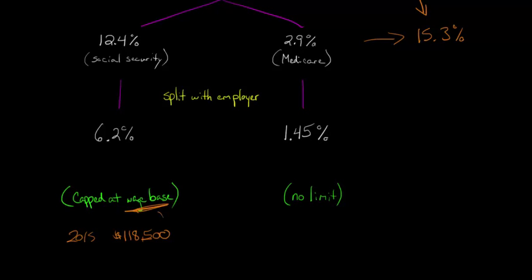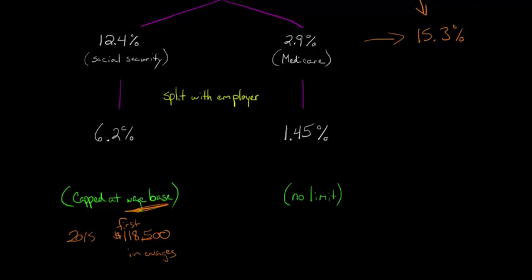But after this $118,500, if you make, for example, $150,000, well, you take the $150,000, subtract the $118,500, and that's the amount that is not subject to Social Security, right? So only the first $118,500 in wages is subject to Social Security, right? And then it's capped, right? The idea is that any money you make beyond that 118.5 is not going to be subject to that 6.2%. Now, Medicare is different, right?